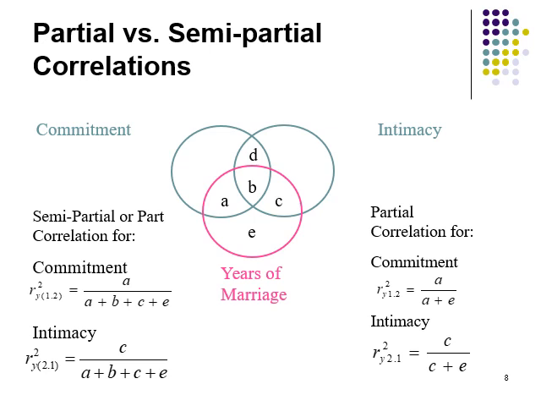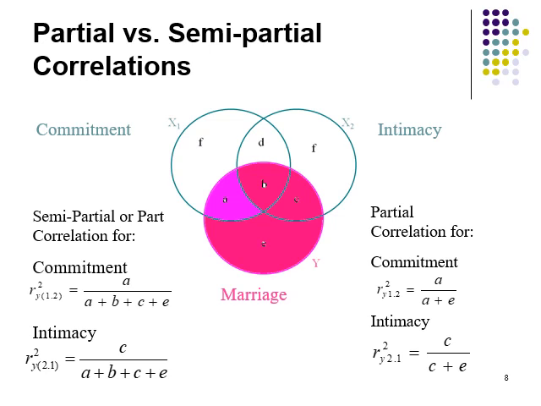For a partial correlation, we're simply asking what is the unique variance over the unexplained variance. So that, in this case, would be for commitment, A over A plus E. What's the unique variance explained by commitment in unexplained variance of years of marriage? In other words, ignoring variance that may be being explained by other predictors. And intimacy in this case would be C over C plus E.